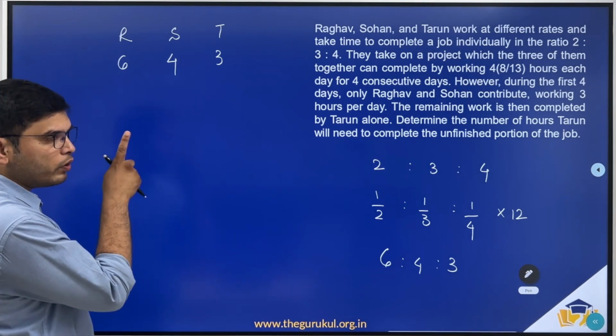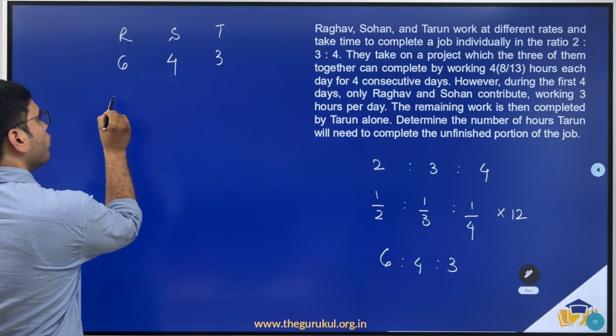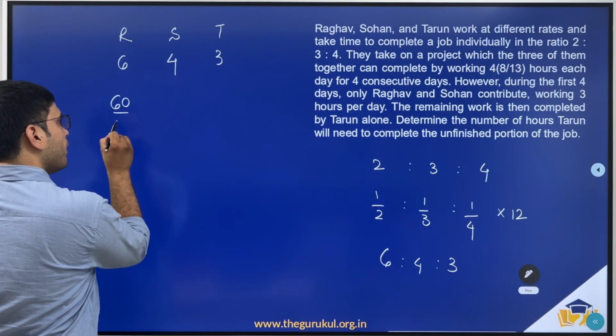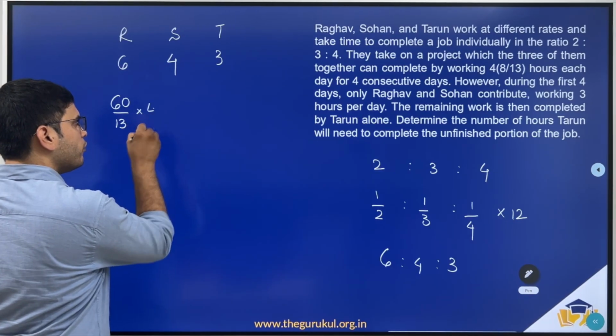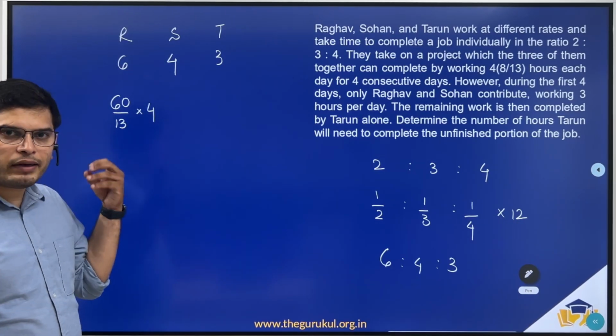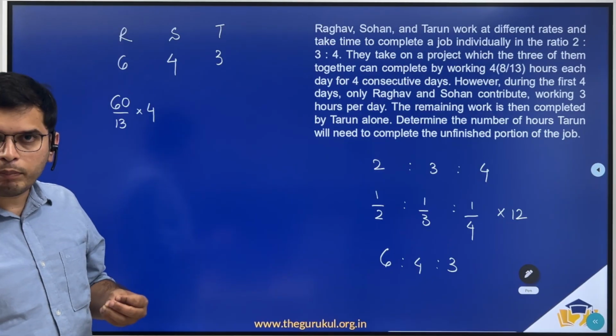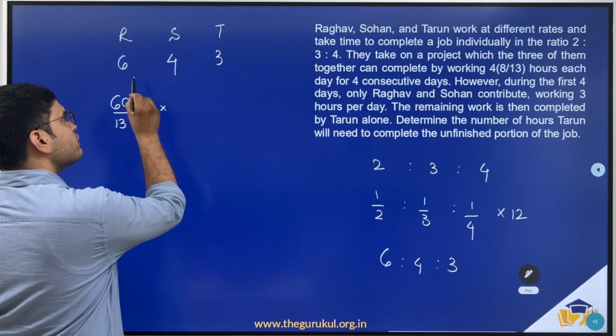Now 13 into 4 is 52, plus 8. Now they take 60 by 13 hours working every day for 4 days, right? Now this is the total time that all the three of them will be working to complete the task. Now what is the combined efficiency of all the three?